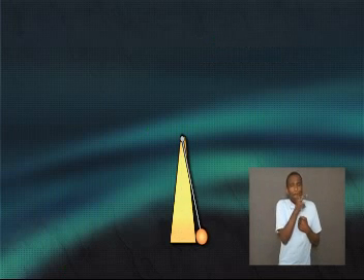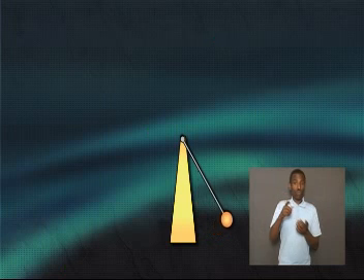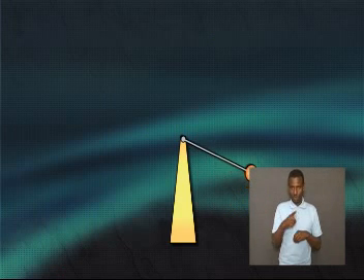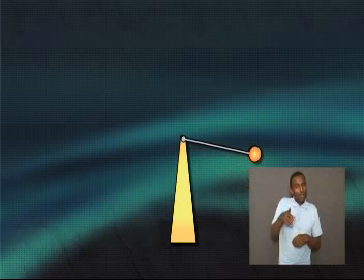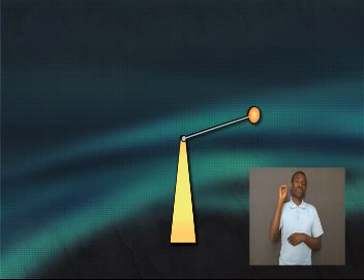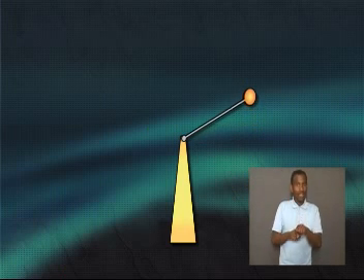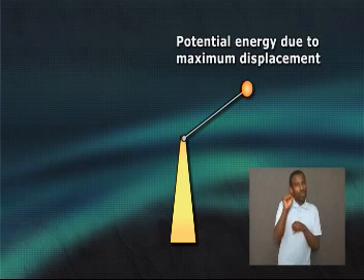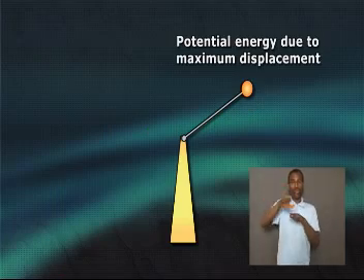When the pendulum is at its maximum displacement, also known as its limit of oscillation, the velocity is temporarily zero. So the kinetic energy must be zero. At this point, the oscillator's energy is all stored as potential energy.